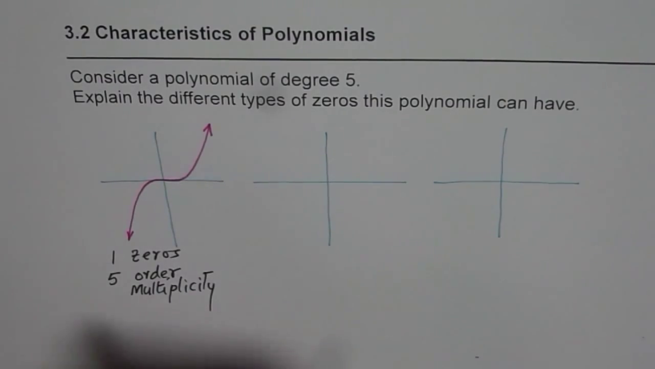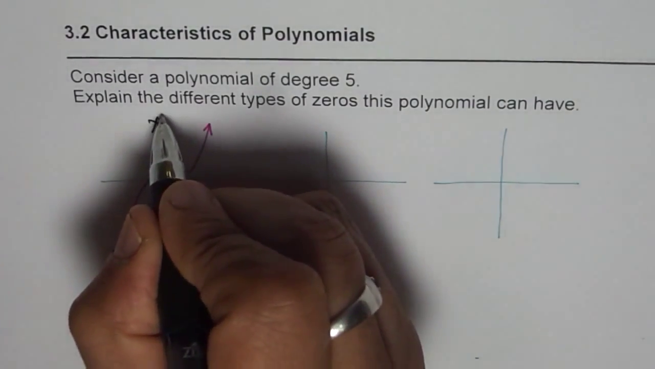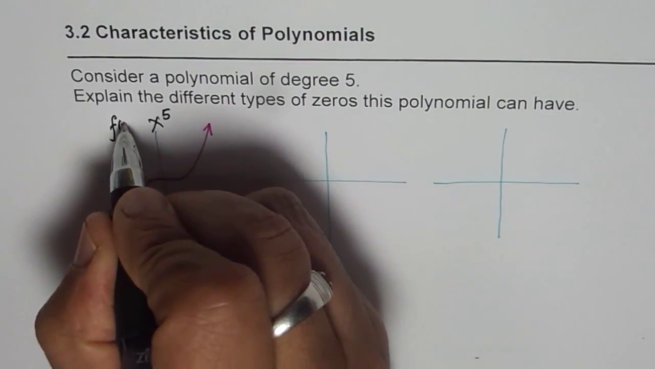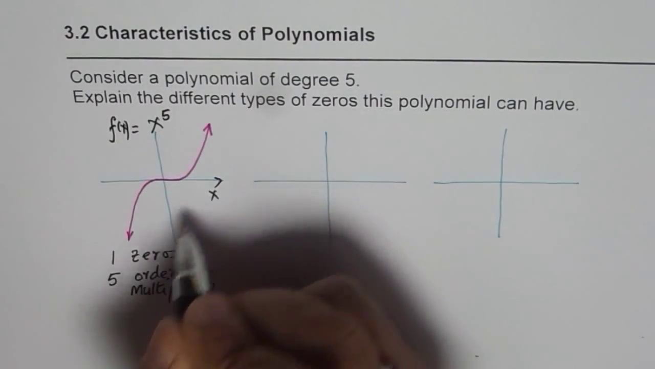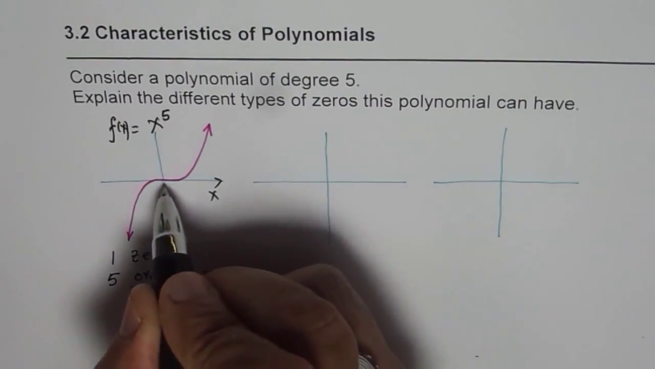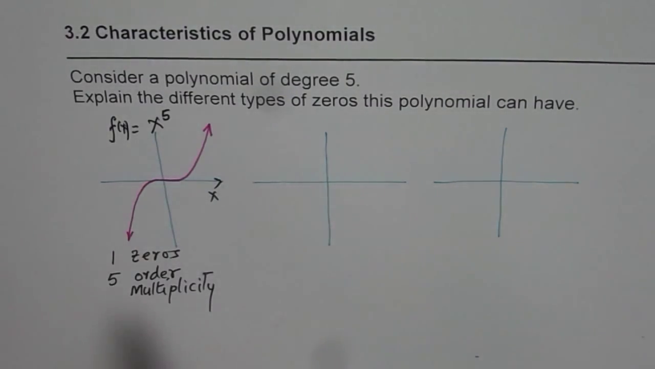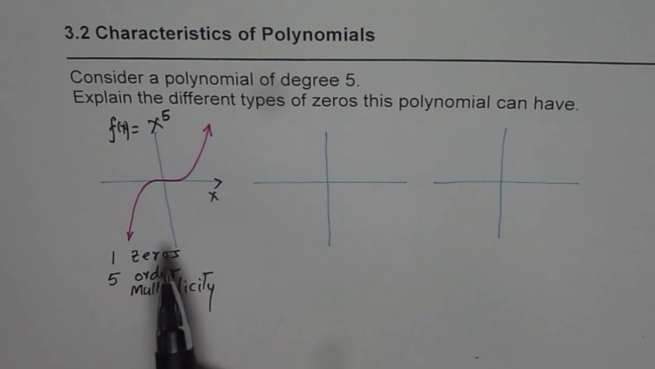What I'm trying to say is this function is x to the power of 5. So this function f of x is x to the power of 5. So this zero, there are 5 zeros here. That is what we mean when we say that the zero has order of 5 or multiplicity of 5. Now that makes a zero different from x-intercept. X-intercept is also at origin, but x-intercept is just a point where the graph crosses the x-axis. Zero tells you how it crosses. Okay, so that's a huge difference.